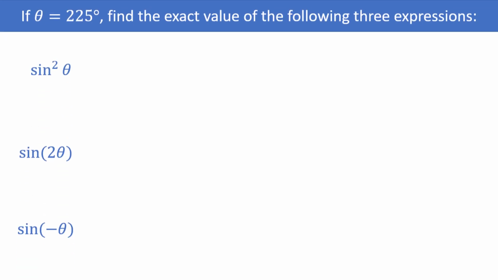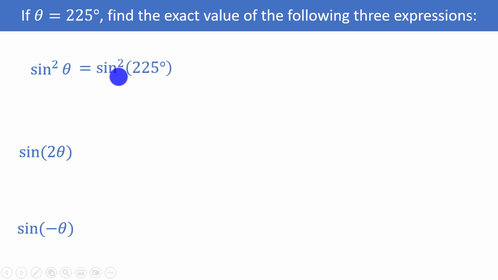Let's try one last set of problems. If theta is equal to 225 degrees, let's find the exact value of the following three expressions. First, we are asked for sine squared of theta. Again, this just means find sine of theta and then square your answer. So this is the same thing as sine squared of 225 degrees.